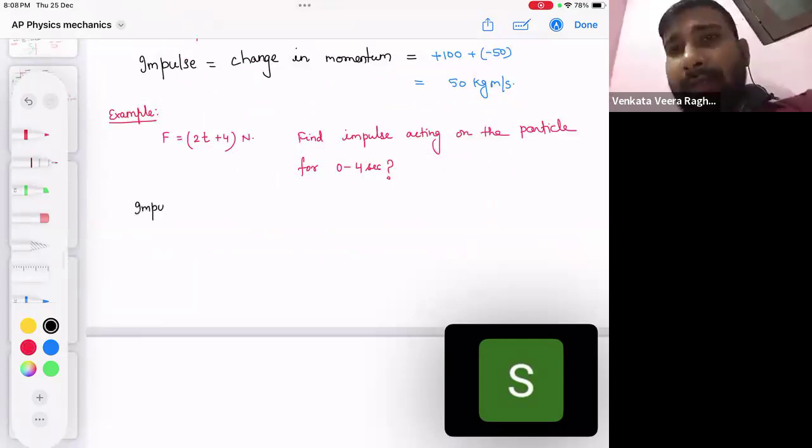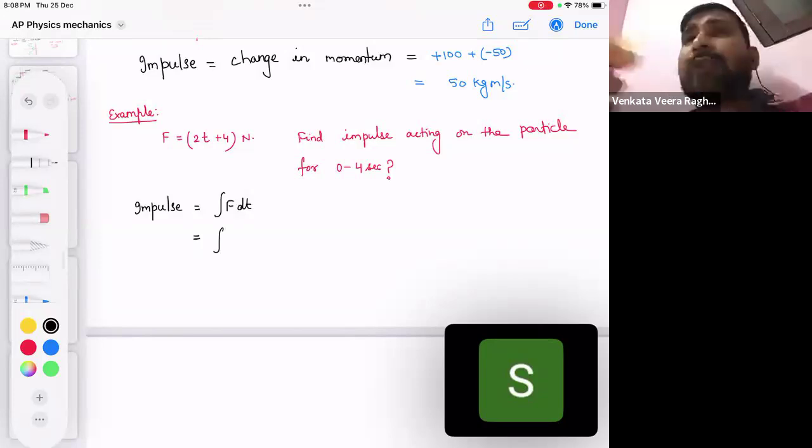Impulse means, can we write it? Impulse is going to be the integration of F dt. Area is also the same thing. F dt integration is nothing but the area under the force versus time graph. Understood? So here impulse can be written as the integration of F dt, because here the function of force is given.